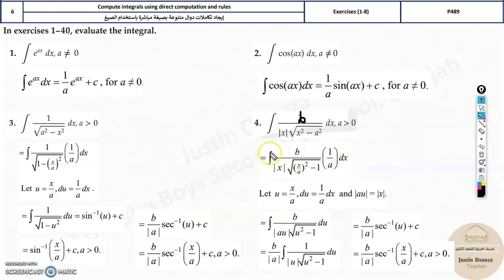So you must remember, when you integrate b divided by this expression over here, since the b is on the top, that does not make any difference. Whenever you're multiplying anything, you just remove it out. So you can remove this out, it's fine. But what about this a? Remember, this a will be x divided by a.